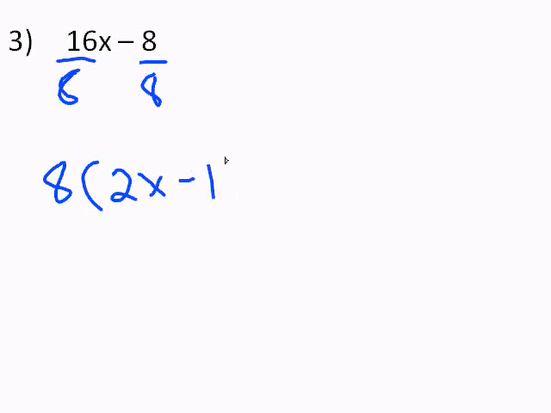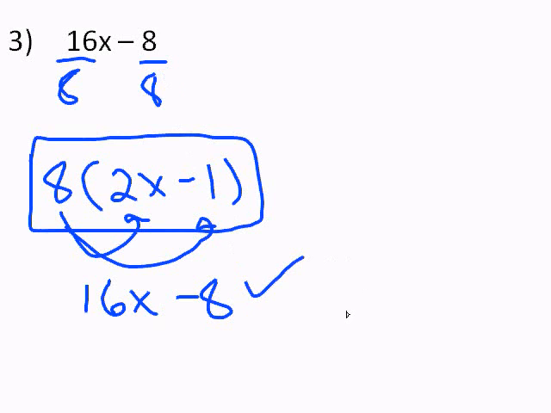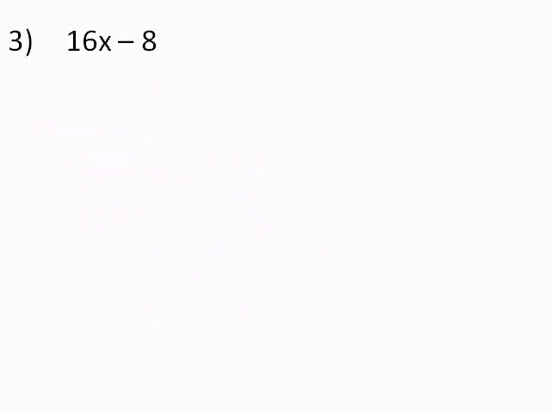So, right here we notice that we've got 16x minus 8, and the biggest thing they're both divisible by is 8. So we factor out the 8, and we're left with 2x minus 1. We can check our answer by distributing the 8 back into the parentheses. 8 times 2x is 16x. 8 times 1 is minus 8. So we get 16x minus 8, which is our original expression, so our answer does check out.